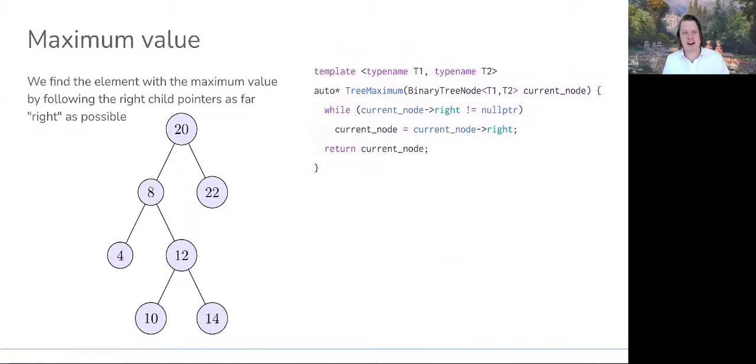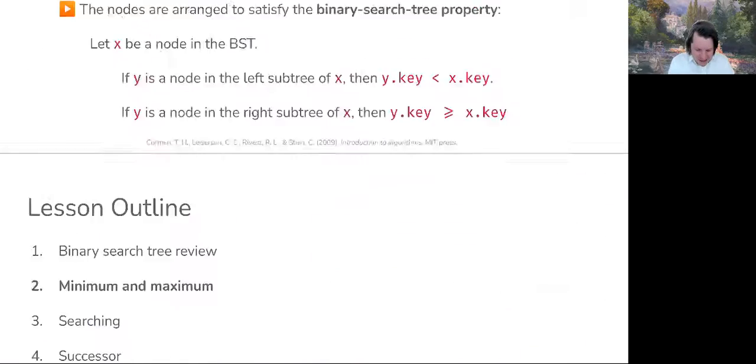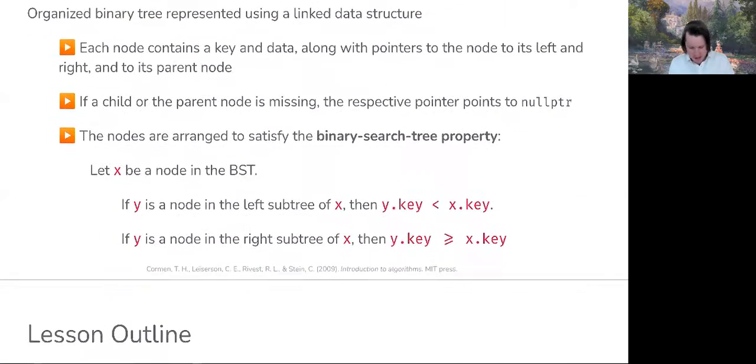Now the maximum tree value, what do you think you do here? It's going to be the identical process, but in the opposite direction. Because remember, if we look at our binary search tree property, if X is a node in our BST and Y is a node in the right subtree, then it is guaranteed that the key value of Y is going to be greater than or equal to that of X. So if you move down, say from the root to the node at the top of the right subtree, its right subtree would be guaranteed to have at its root a key value greater than the current node that you're on.